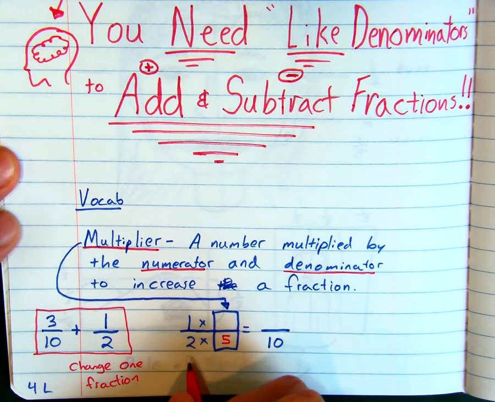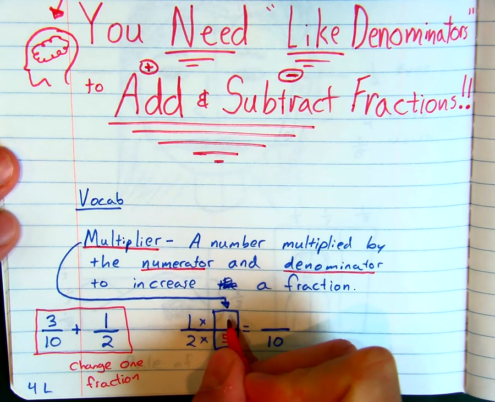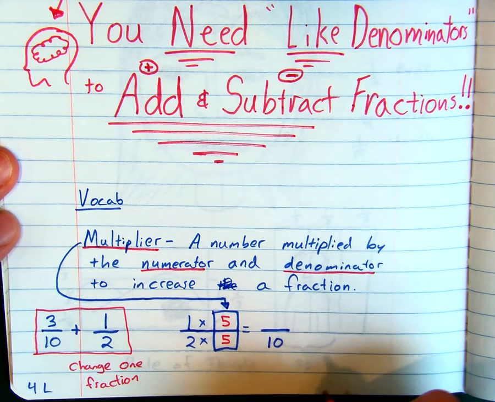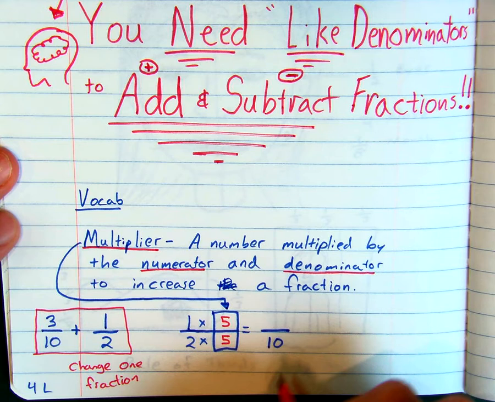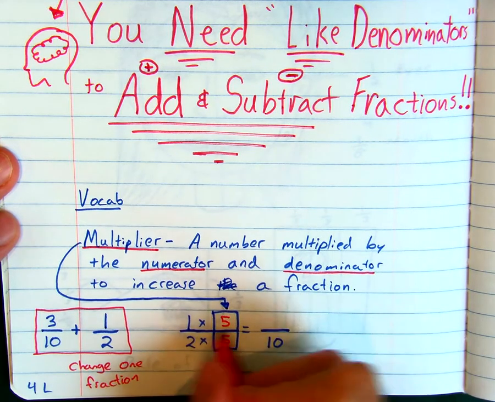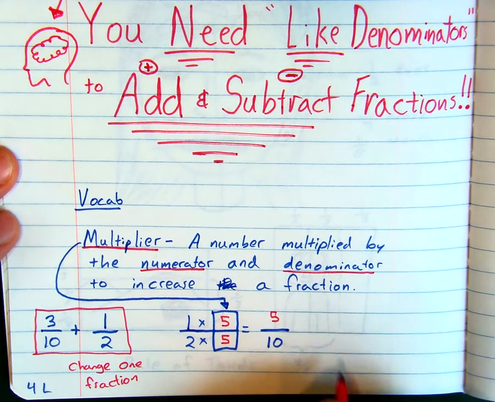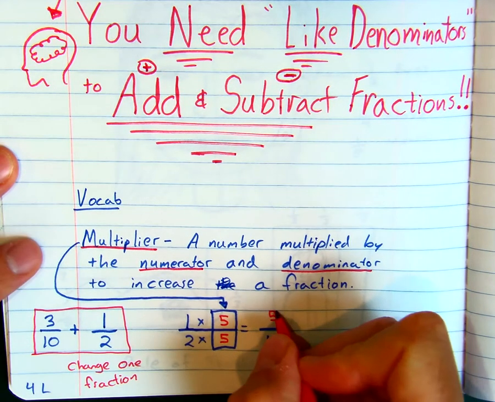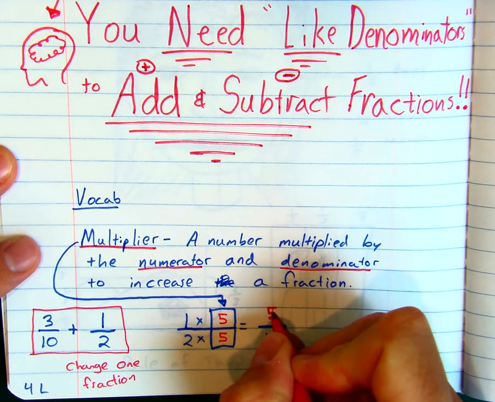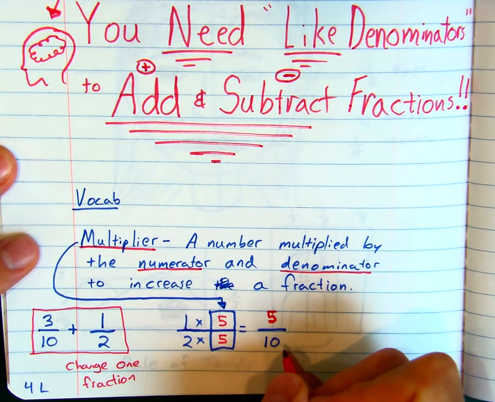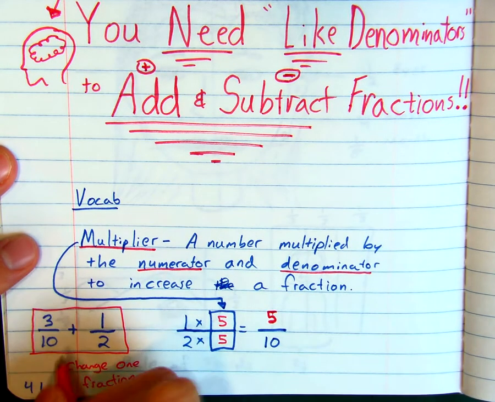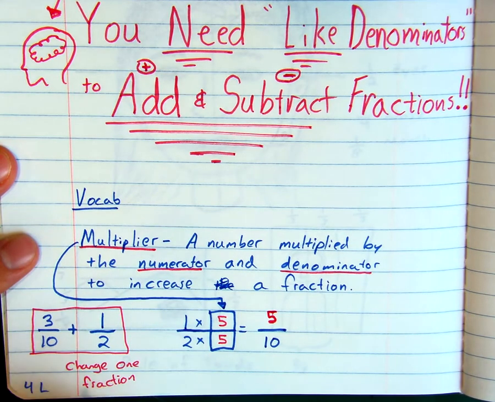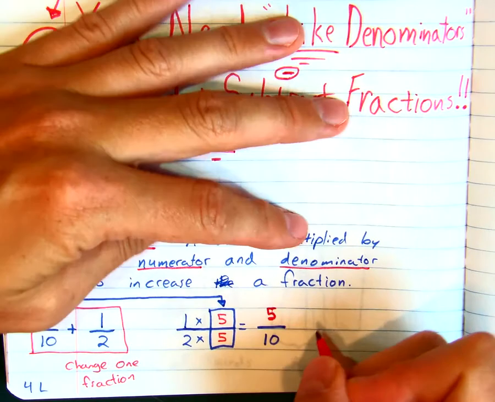Now, if I do it to the bottom, I have to do it to the top. And this is where my multiplier becomes the number 5. So 1 times 5 is 5/10. Now I have a new fraction, and a kind of sloppy 5 there. I have 5 over 10. Now I have the same denominator as my first addend. So let's go ahead and add them together.